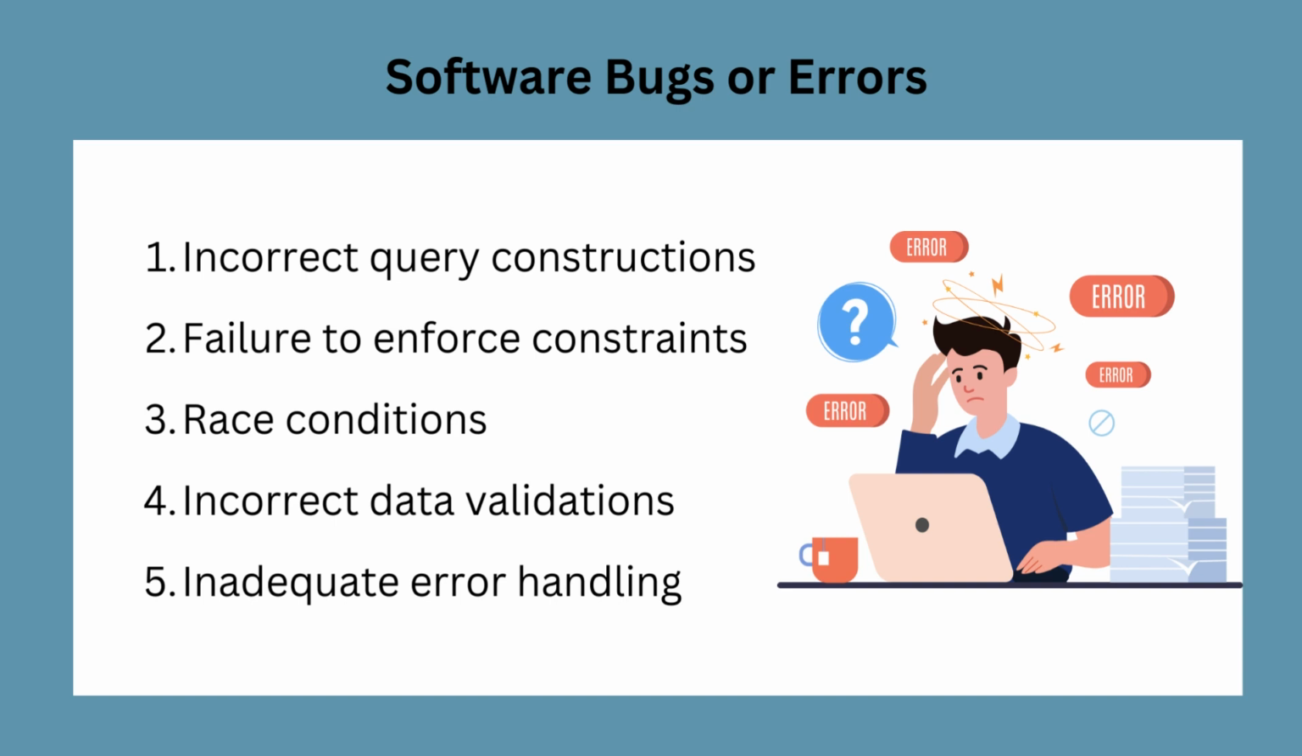Fourth software error is incorrect data validation. Bugs in data validation code can result in inadequate validation checks or incorrect validation logic. This can allow invalid or inconsistent data to be stored in the database. Fifth and final software error that could happen is inadequate error handling. Bugs in error handling code can result in improper handling of exceptions or failures during database operations. If errors are not appropriately coded, logged, and handled, it can leave the database in an improper state.